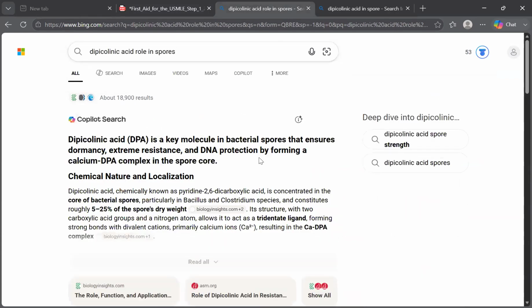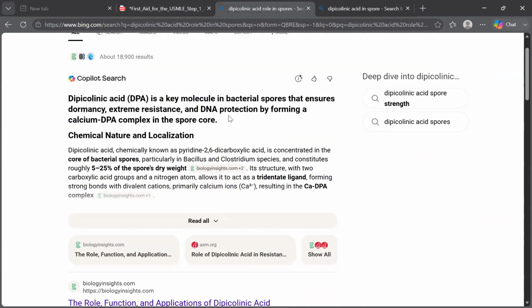It is an amino acid. In bacterial spores, it is a key molecule that ensures dormancy, extreme resistance, and DNA protection by forming a calcium DPA complex in the spore core. Dipicolinic acid is concentrated in the core of bacterial spores, particularly in Bacillus and Clostridium species. So these two are the core spore-forming bacteria, and it constitutes roughly 5 to 25% of the spore's dry weight. Its structure with two carboxylic acid groups and a nitrogen atom allows it to act as a tridentate ligand, forming strong bonds with divalent cations, primarily calcium ion, resulting in a calcium DPA complex.